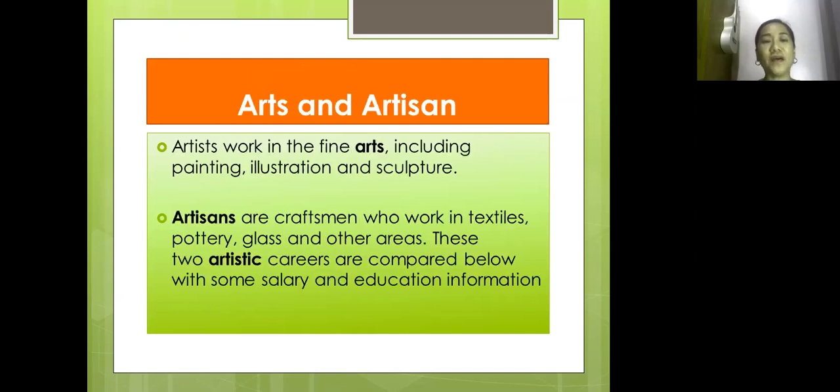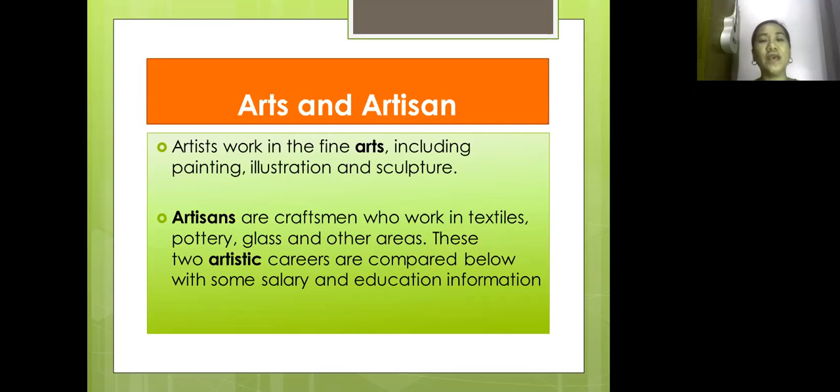Okay, now let me look into the differences between artists and artisans, the distinction between artists and artisans. Artists work in defined arts, including painting, illustration, sculpture. Artisans are craftsmen who work in textiles, pottery, glass, and other areas. These two artistic careers are compared below with some salary and education information.